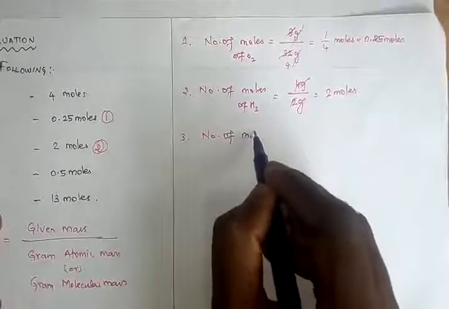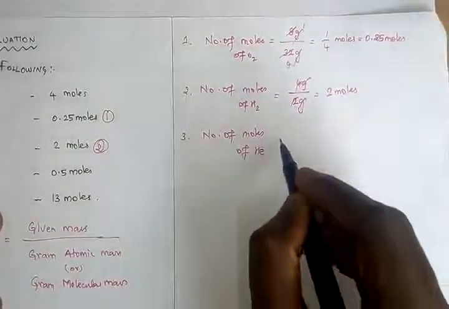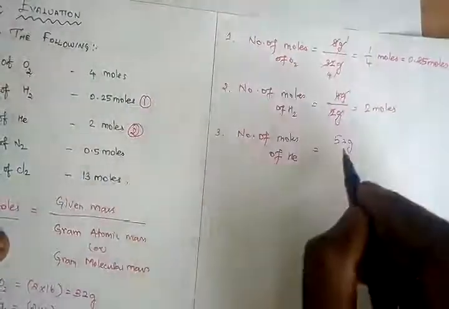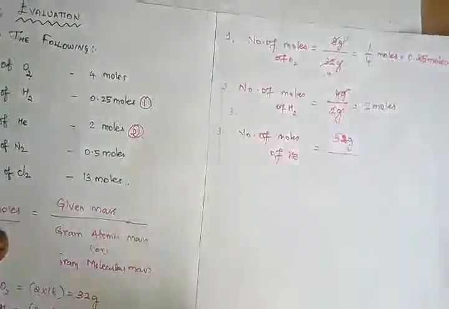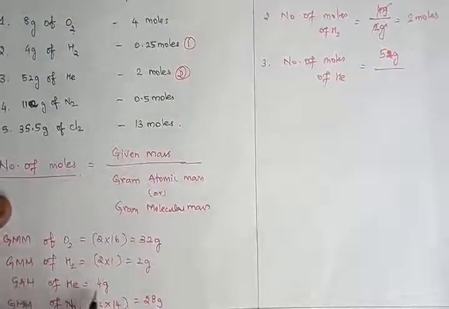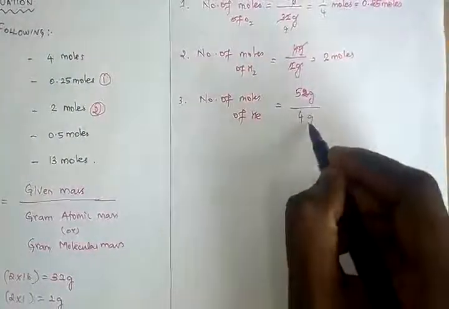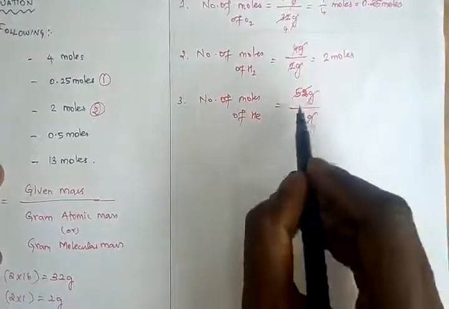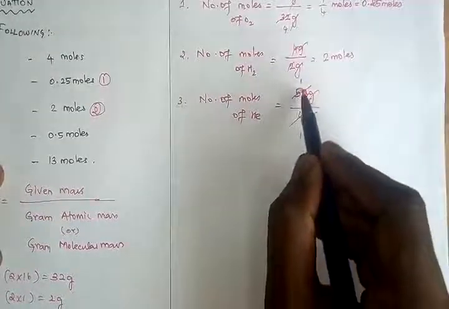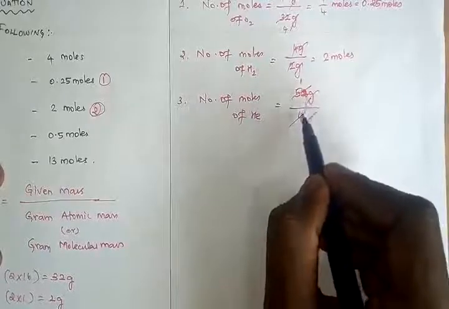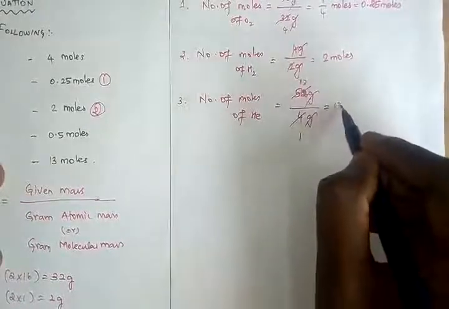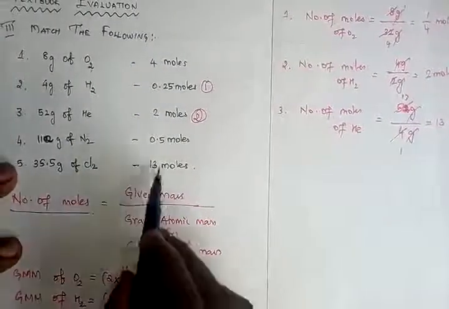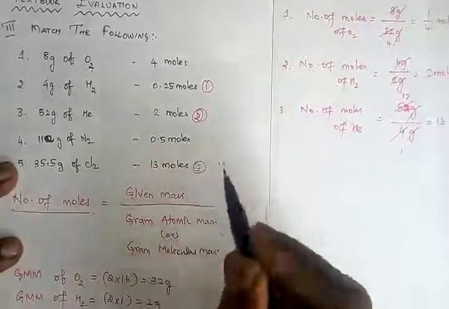Come to the third one. Number of moles of helium. The given mass is 52 grams divided by the gram atomic mass, 4 grams. Grams get cancelled. In 5 we have 4 one time, balance 1. So 12. In 12, how many 4s are there? 3 times. So the answer is 13 moles. Check out the answer. Yes, it's there as the last option. That is the third one.